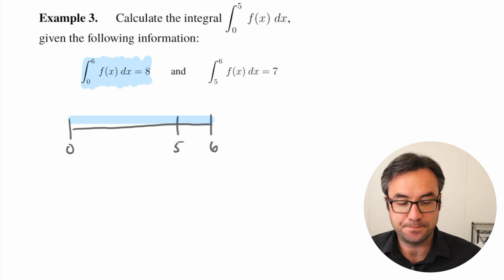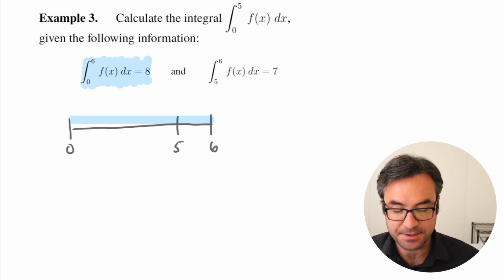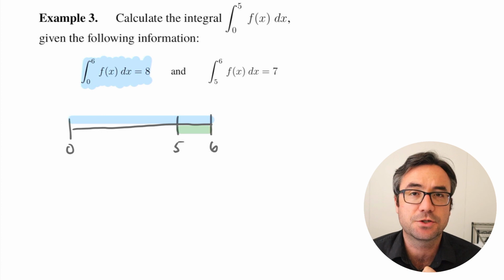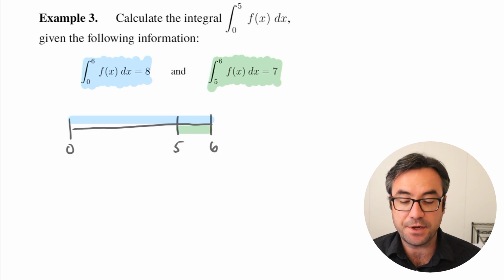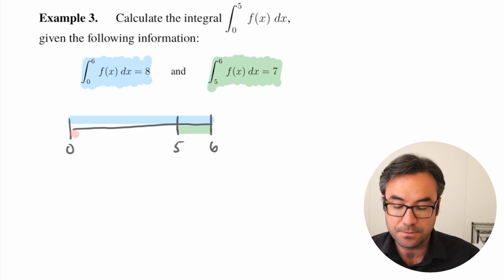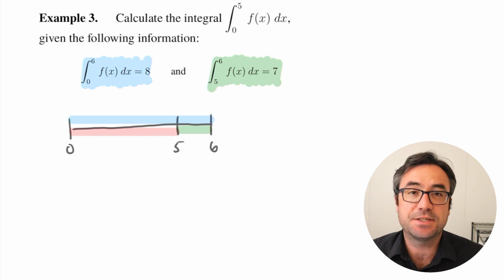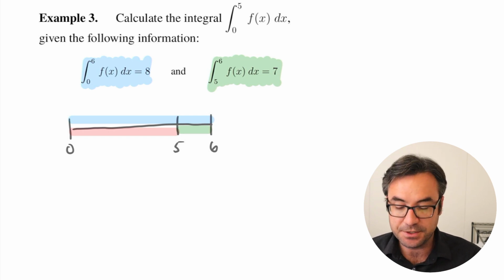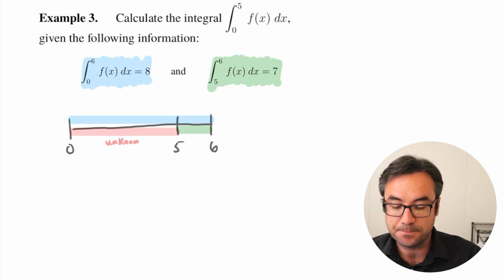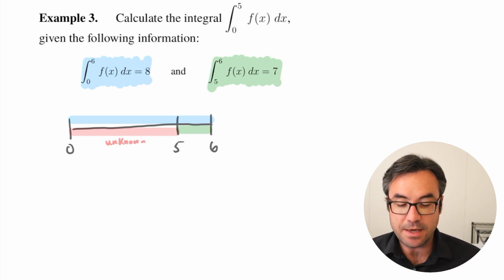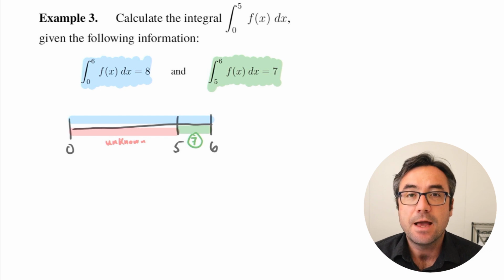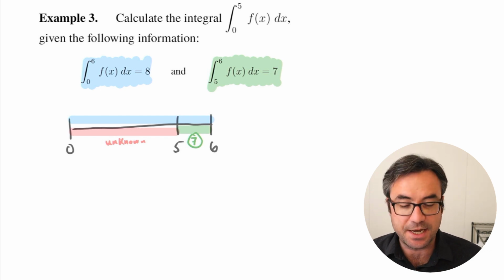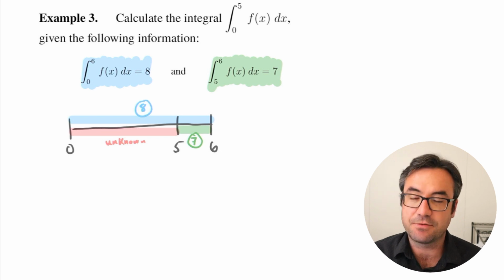We also know that the integral from 5 to 6, if we just do this little section here, if we integrate our function from 5 to 6, that integral is 7. And what we're trying to figure out, the unknown part, is this integral from 0 to 5. So this is really the unknown quantity. The integral from 5 to 6 we know is 7, and if we do the whole thing going all the way from 0 to 6, we should end up with 8 as our value.